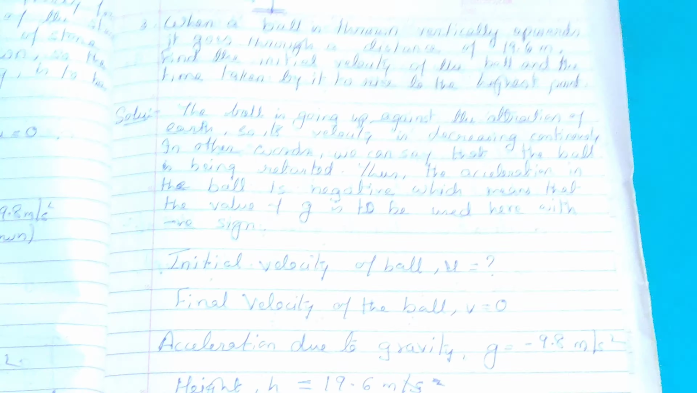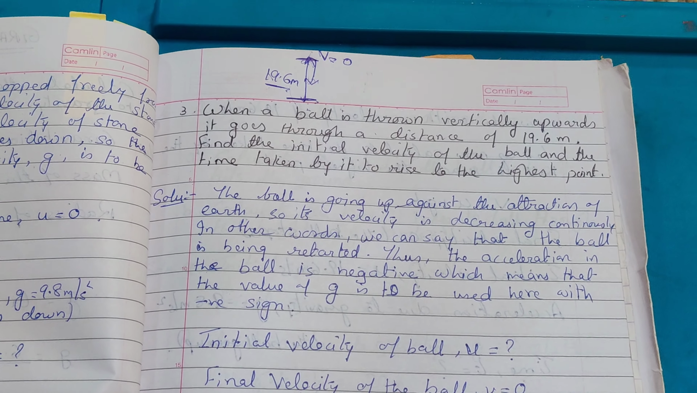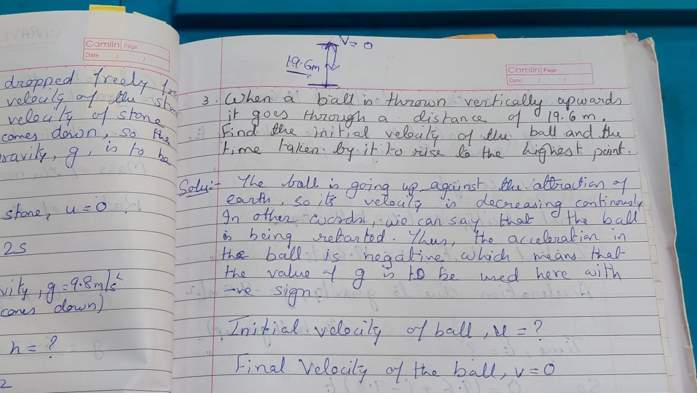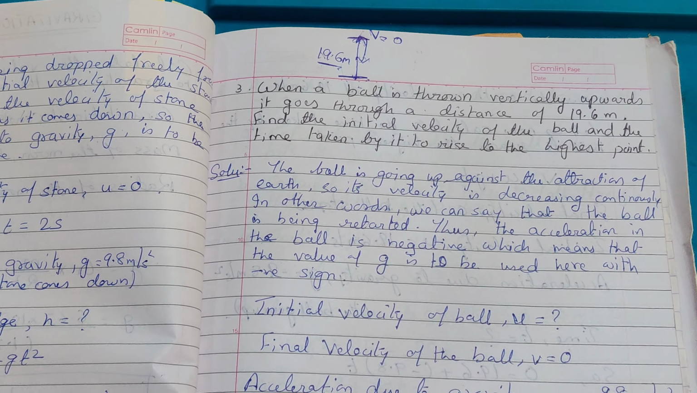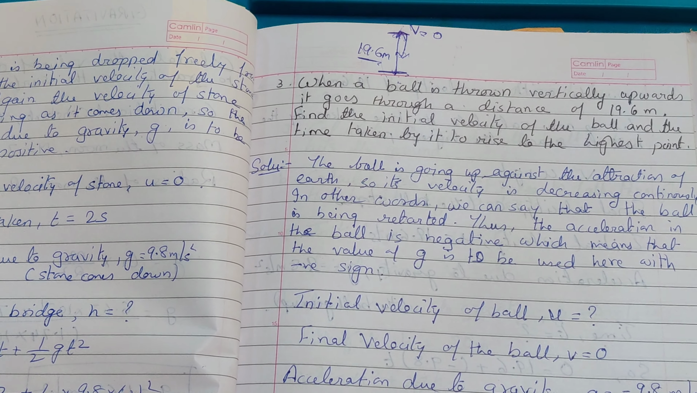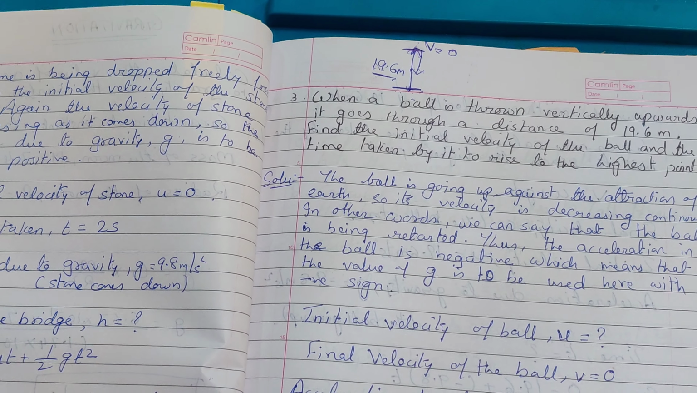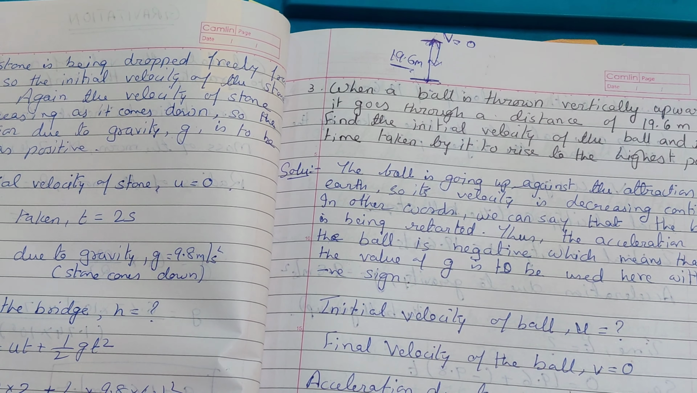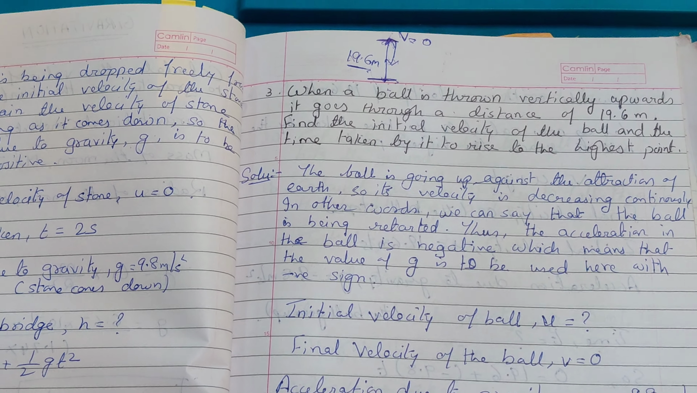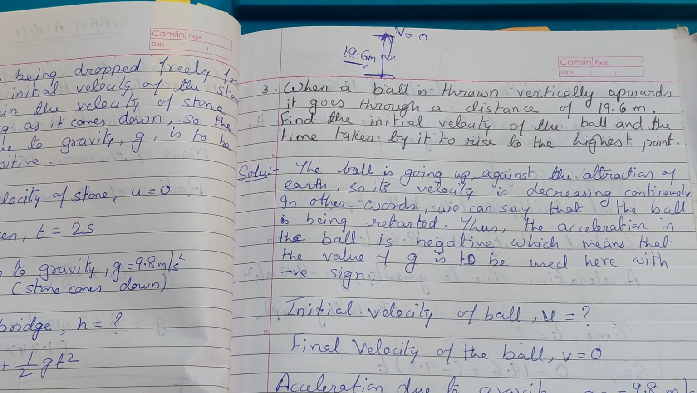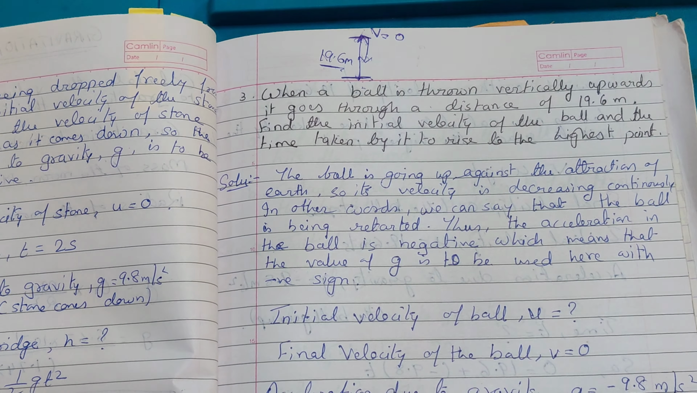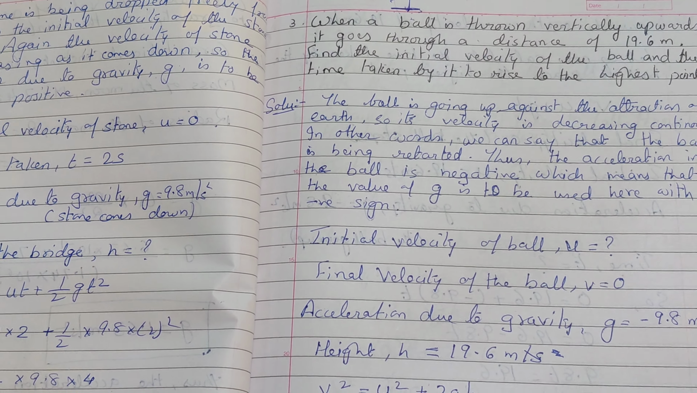See children, when an object is thrown in the upward direction, g is always taken as negative. When the ball is thrown downward, for example when we are standing on a rooftop and throw the ball down, at that time g will be positive. So be careful while taking the value of g as negative or positive.